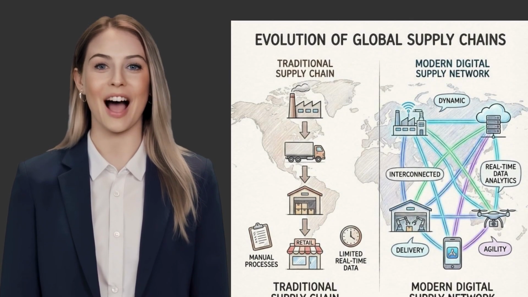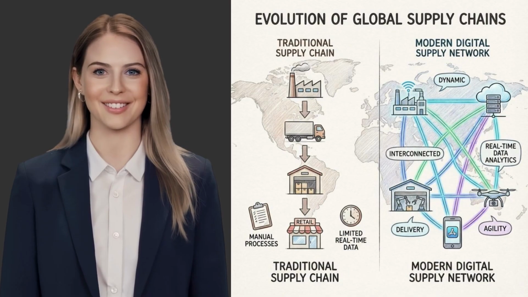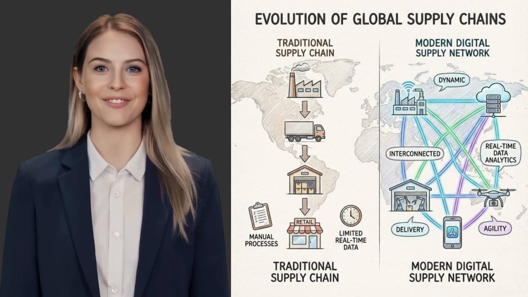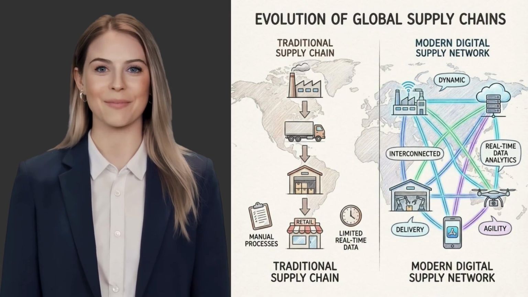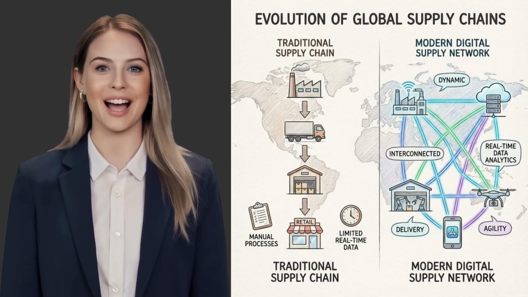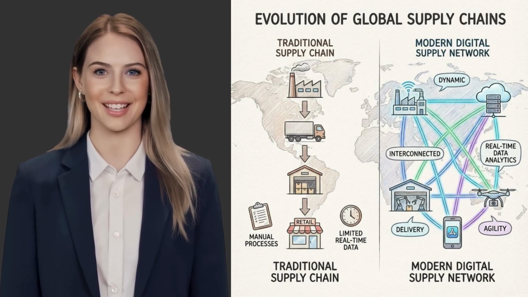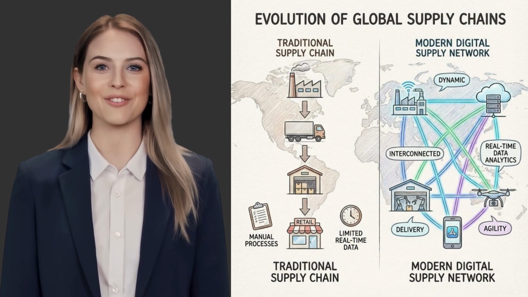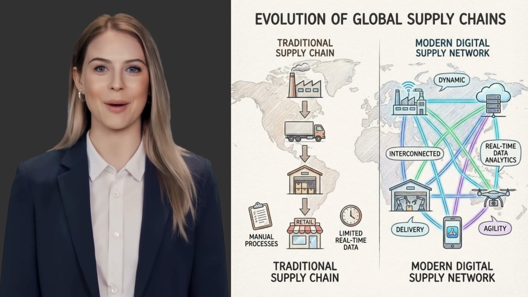As we move through the module, we rely on managing and optimizing global supply chains. We are seeing a shift in how these function. Traditional supply chains utilize linear operations, manual processes, and limited real-time data. However, modern digital supply networks rely on their dynamic, interconnected nature and reliance on digital technologies for real-time data analytics and decision-making. This shift allows for greater agility in a fast-paced market.